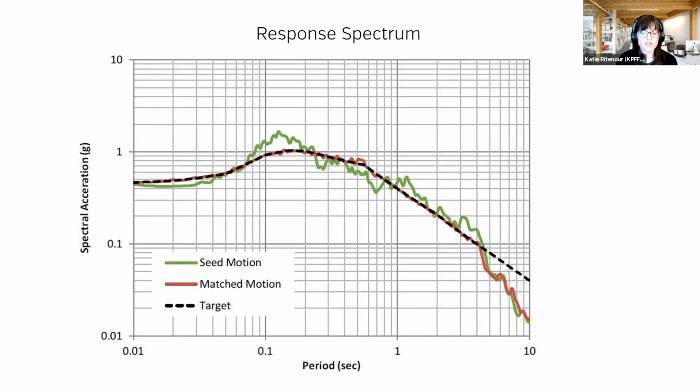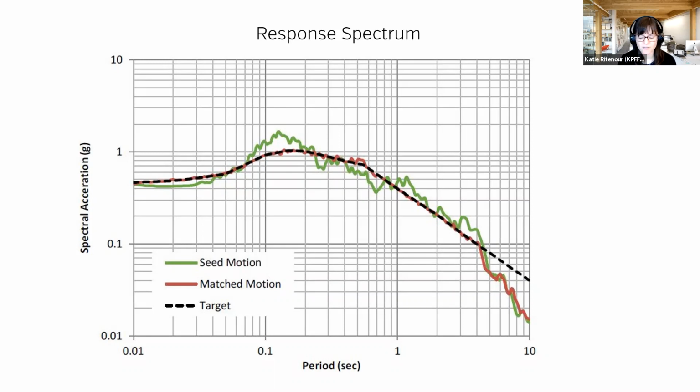And what the geotechnical engineer does is they look at the seismicity of the area where the project is going to be located and the soil conditions, and they create what is called the target. And you can see that is the black dashed line on this graph in front of you. And so that is the target response spectrum that they're seeking.